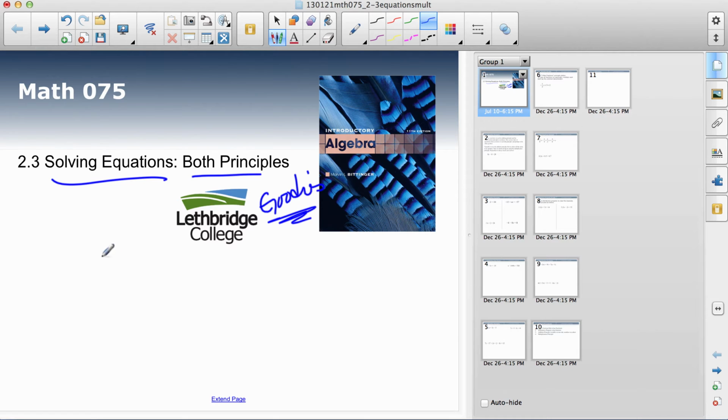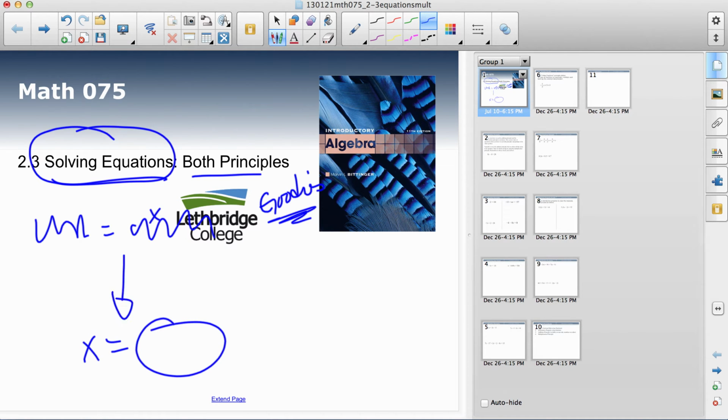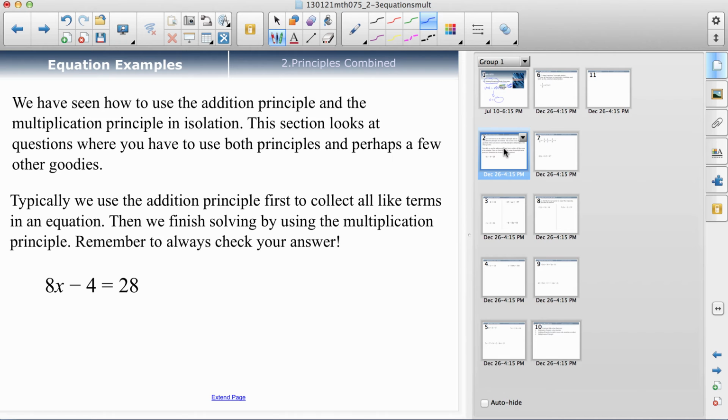Again, remember that our total purpose when we're solving equations is we have something up here is equal to something over there with an x in there somewhere. And in the end, we want it to be x is equal to something. That's where we're going.